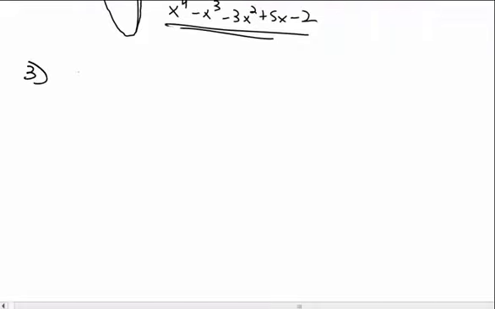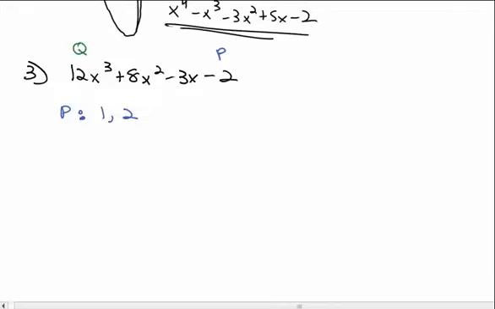Let's do one last example. 12x cubed plus 8x squared minus 3x minus 2. We're going to factor, and if we have time, we'll graph it as well. P's come from the end. 2 is nice. It's only divisible by 1 and 2. Q's come from the beginning. 12 has a few factors. It's divisible by 1, 2, 3, 4, 6, and 12.